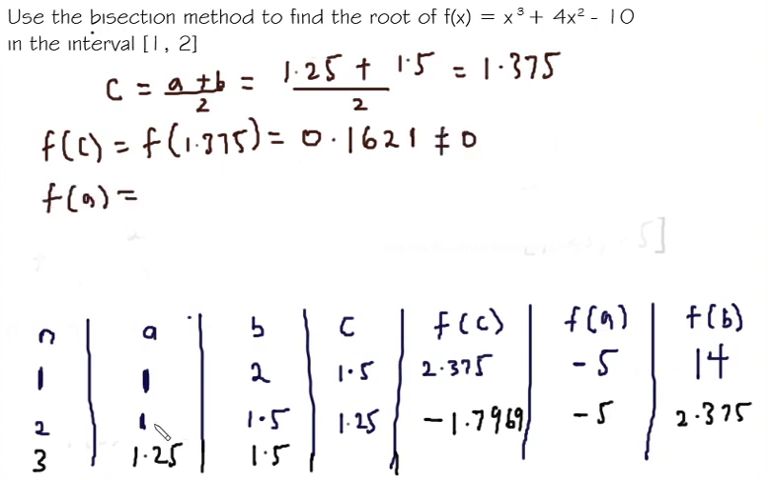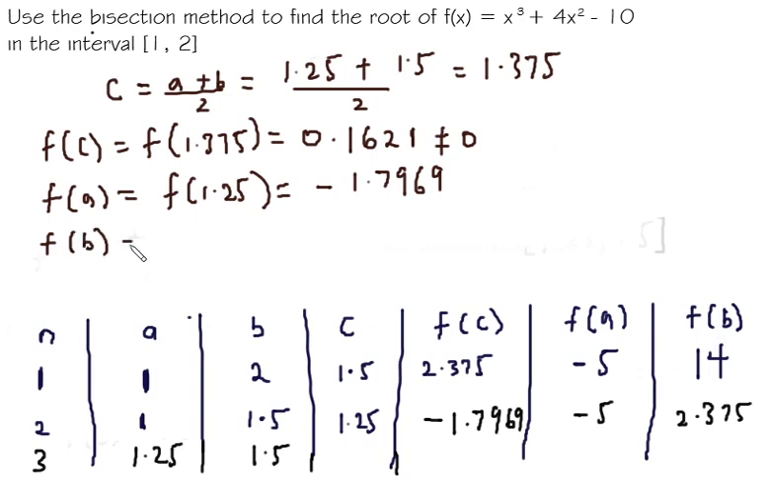F of 1.25 is minus 1.79969. And then our f of b, which is equal to f of 1.5, is equal to 2.375.